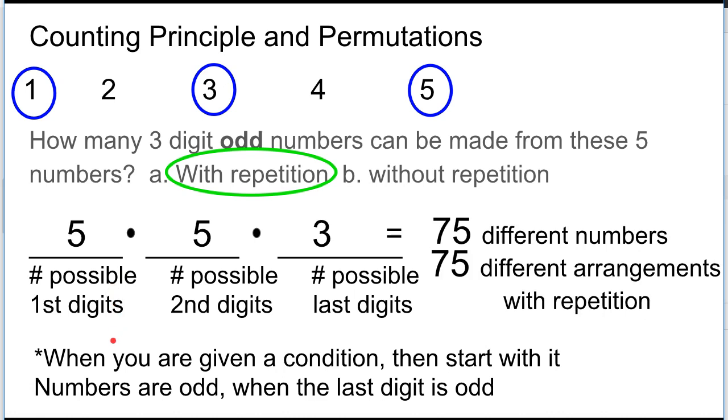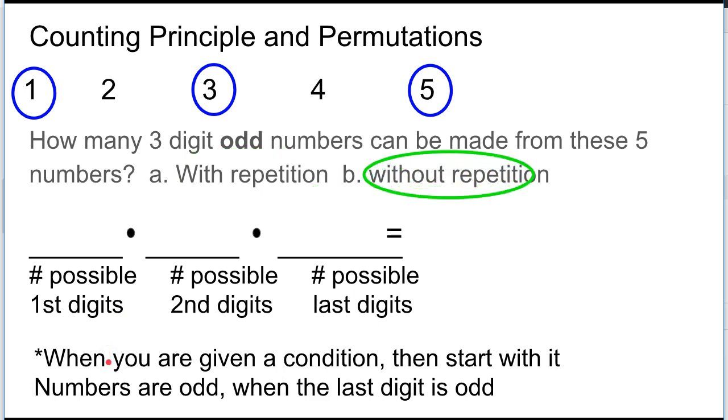So, what about without repetition? Pause this and see if you can figure out what we would do with finding the number of odd numbers. Alright, so once again, without repetition, I still start with this third digit, and there are still 3 possible numbers that go there.